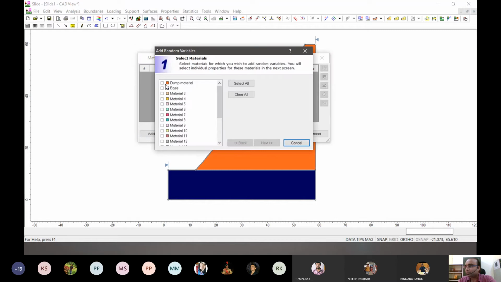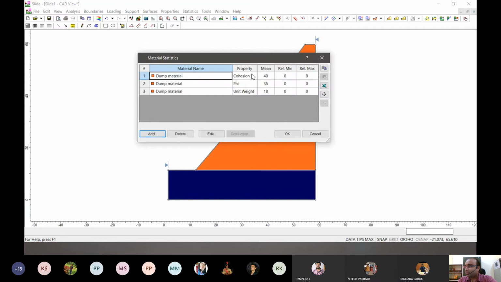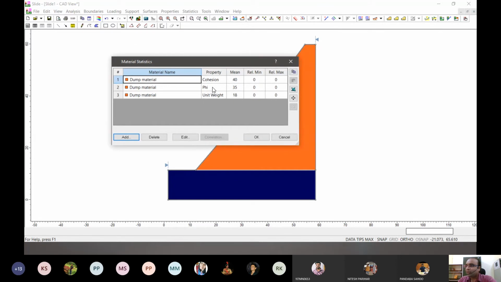Now I add the material, and if I go for just the dump material, I want to see the variations in cohesion, phi and unit weight. So it gives me these kinds of variations. Here it doesn't give me a distribution, because the probability distribution that we were seeing yesterday we don't need here, because we want to basically vary each of the parameters one at a time.